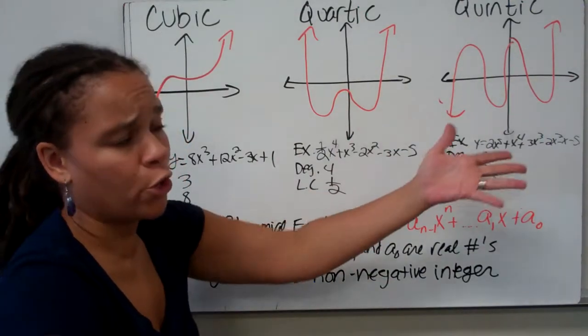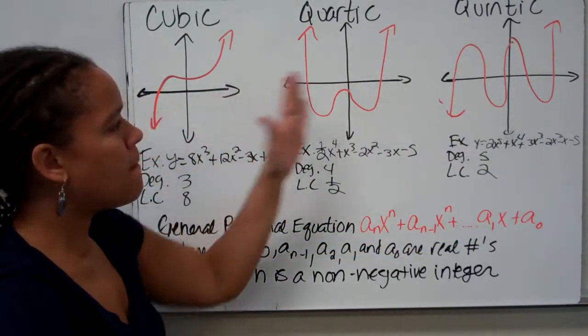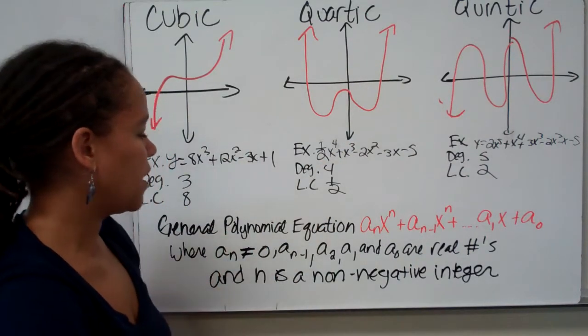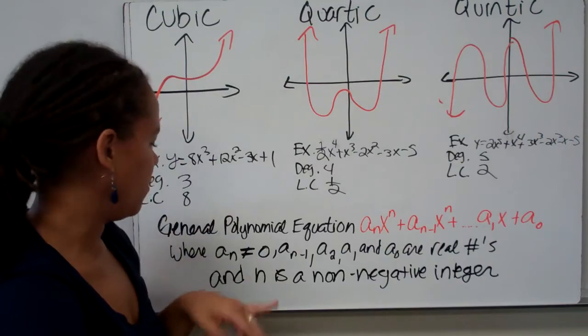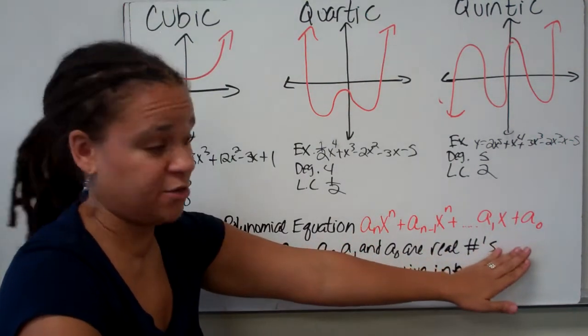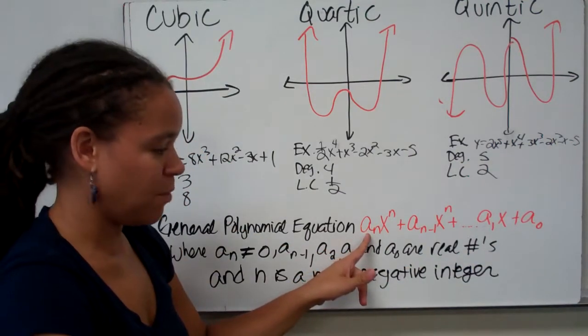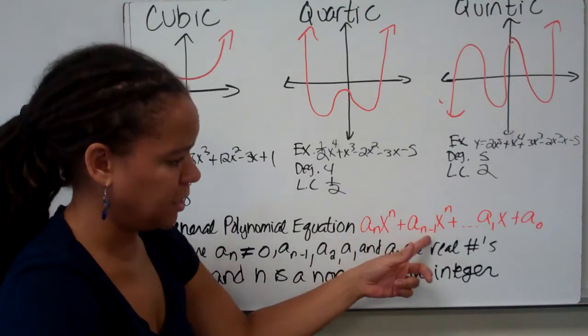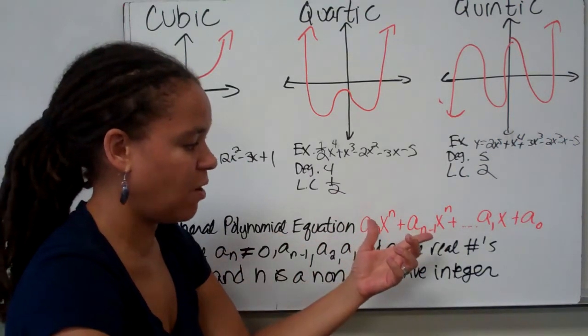So we can go on and on, but mostly in this course we're going to stop at quartic. We will look at a few quintic, but mostly we're going to be having quartic and below. So the general polynomial equation is, and this looks crazy, I understand, but this is from your book, we need to know: a sub n x to the n plus a sub n minus 1 times x to the power of n minus 1.